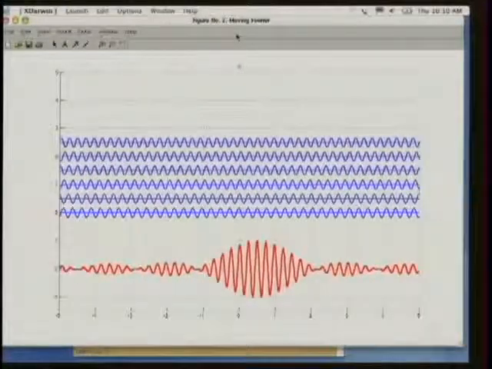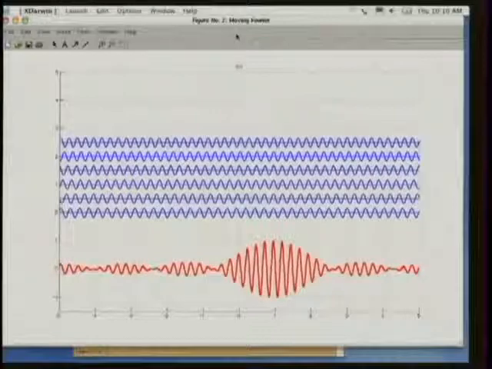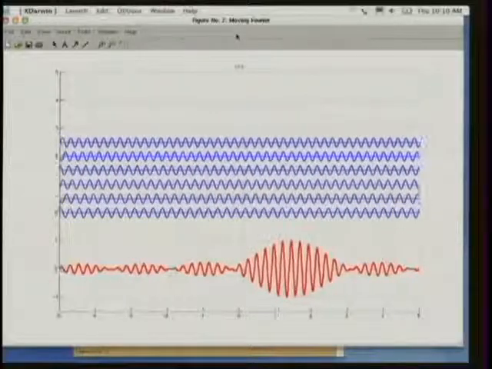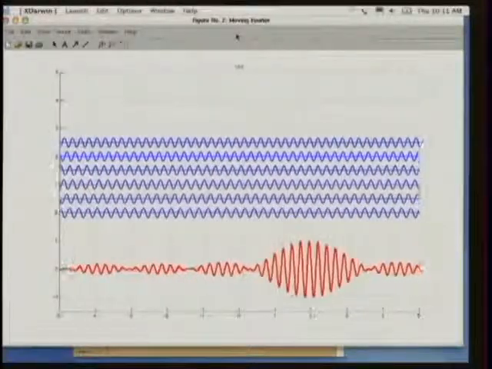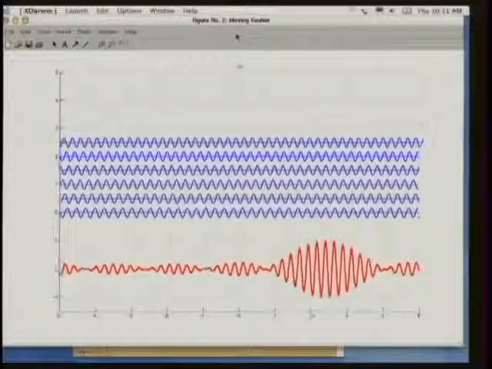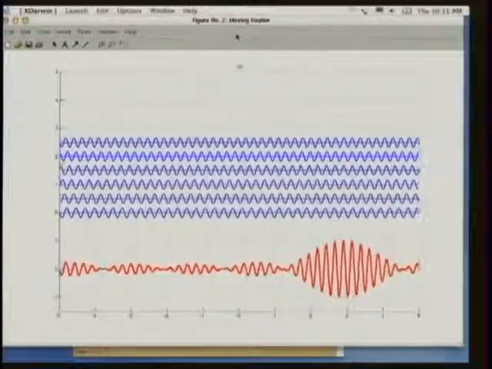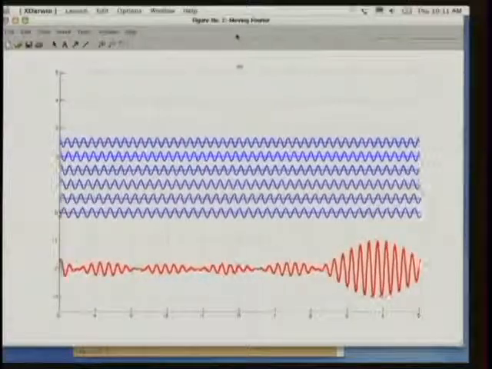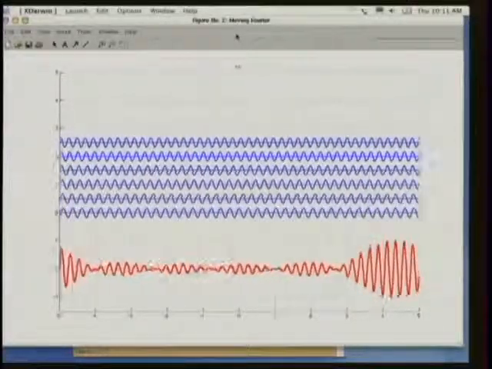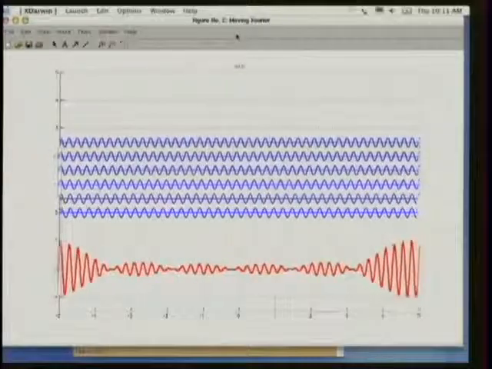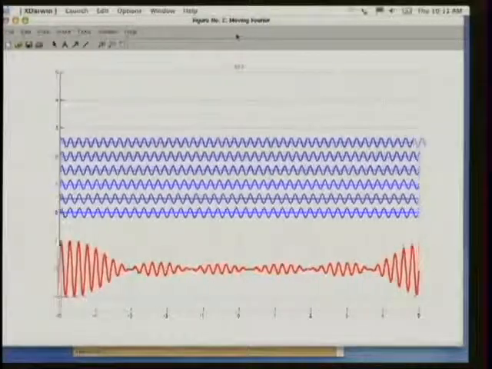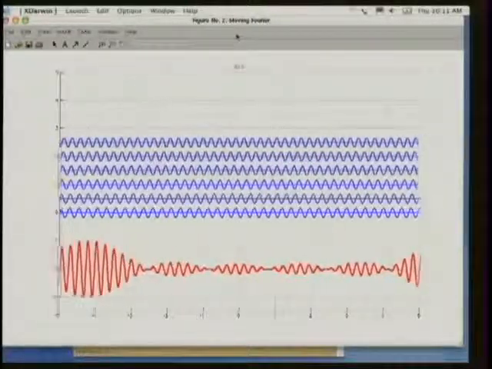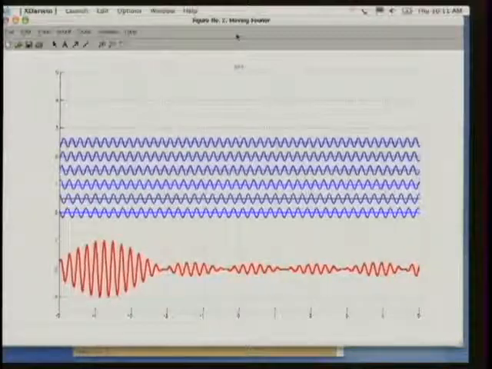Now look very closely. The red one is the superposition of 6 waves. The blue ones are the waves. The blue ones all travel with the same speed. Take my word for it. I put alpha 0. And so this red curve, which is the superposition, which has nothing to do with dispersion, it has to do with geometry. That red curve moves with exactly the same velocity as the blue ones. The group velocity is the same as the phase velocity.